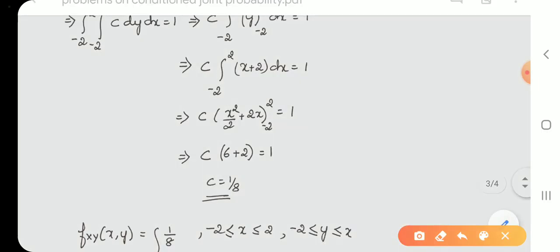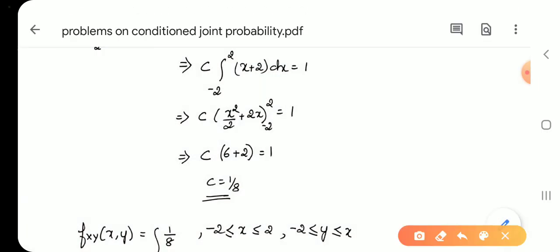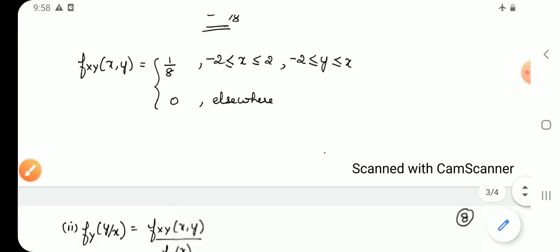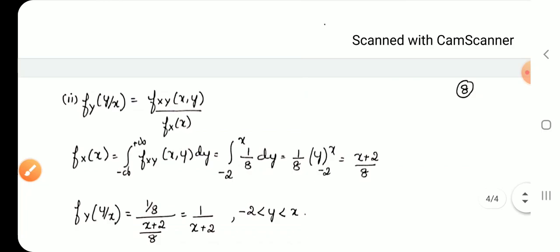On simplification, again you get the value of c as 1 by 8, as you have obtained in the previous problem. So rewrite the joint PDF by putting the value of c. That is, fxy of x comma y is equal to 1 by 8 for minus 2 less than or equal to x less than or equal to 2, minus 2 less than or equal to y less than or equal to x, and 0 elsewhere. Now, let us find the PDF of y conditioned on x.